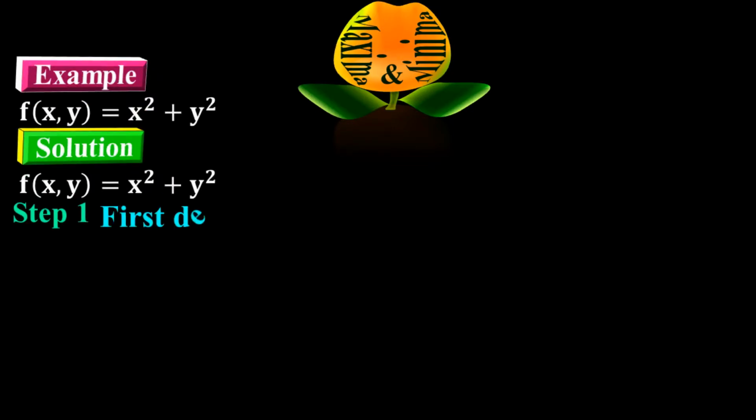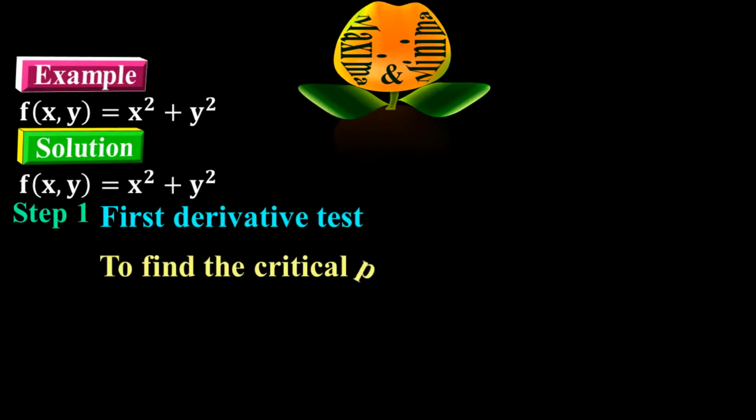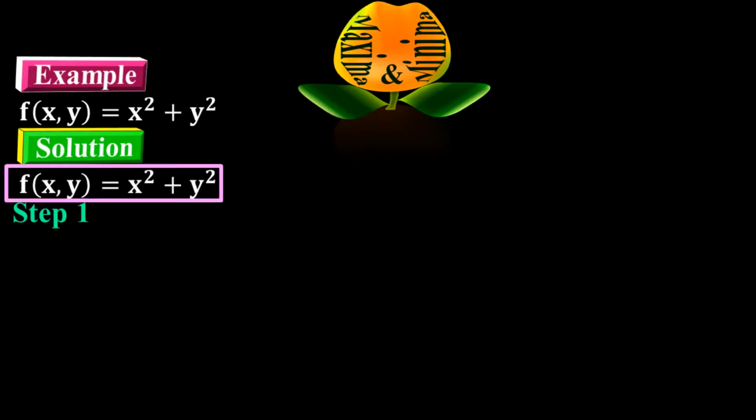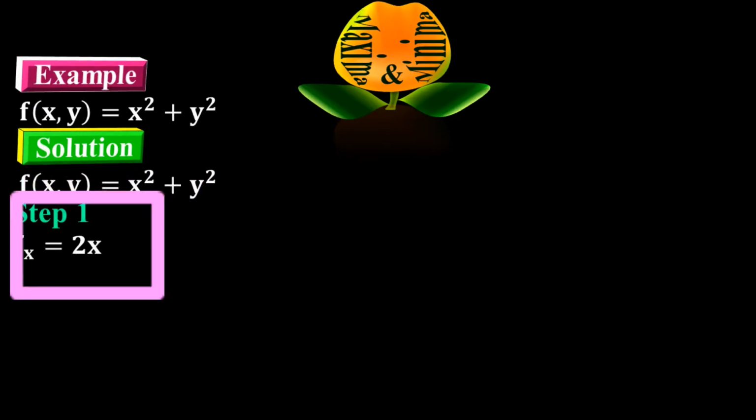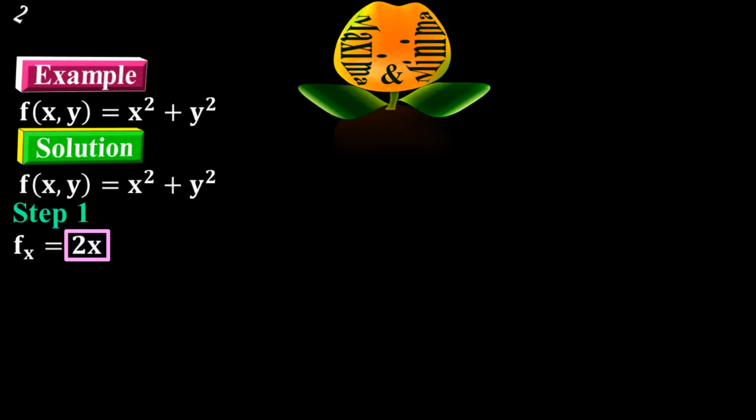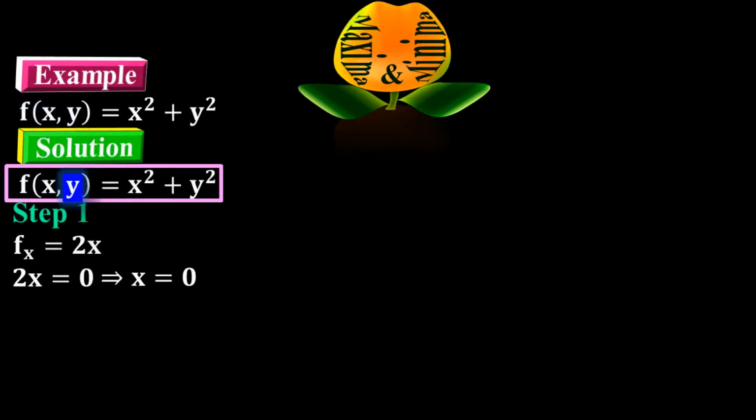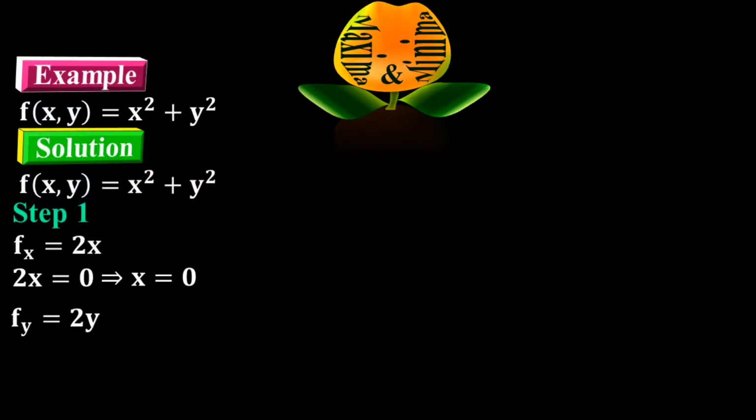Step 1. First derivative test to find the critical points. Differentiate f(x, y). Look at here. We have two independent variables x and y, so it's a two variables function. First differentiate the function with respect to x to have f sub x equals 2x, and then set f sub x equals 0 to get the value of x equals 0. Now differentiate the same function with respect to y to get f sub y equals 2y, and set it equal to 0 to get y equals 0.